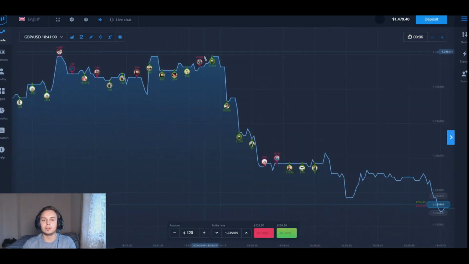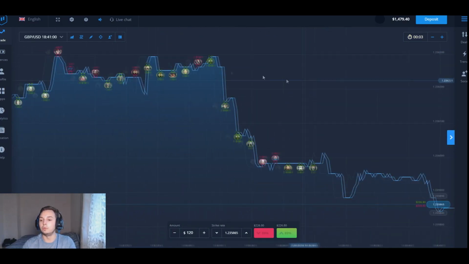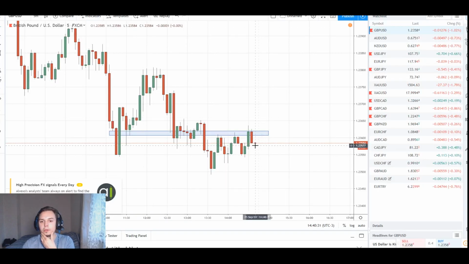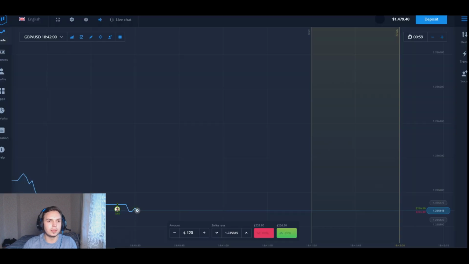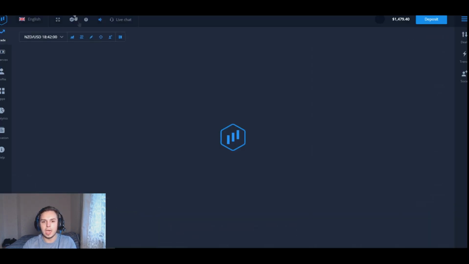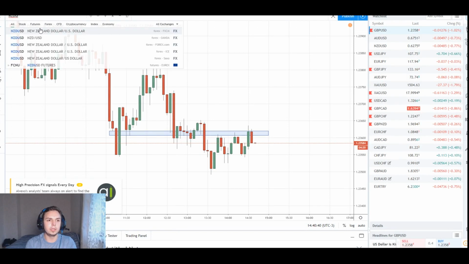Ideally, we wanted to place our sell signal over here. So let's wait. GBP USD at the moment, not the best time to trade actually, so maybe let's move on, maybe find some other opportunities. NZD USD, what's going on over here?